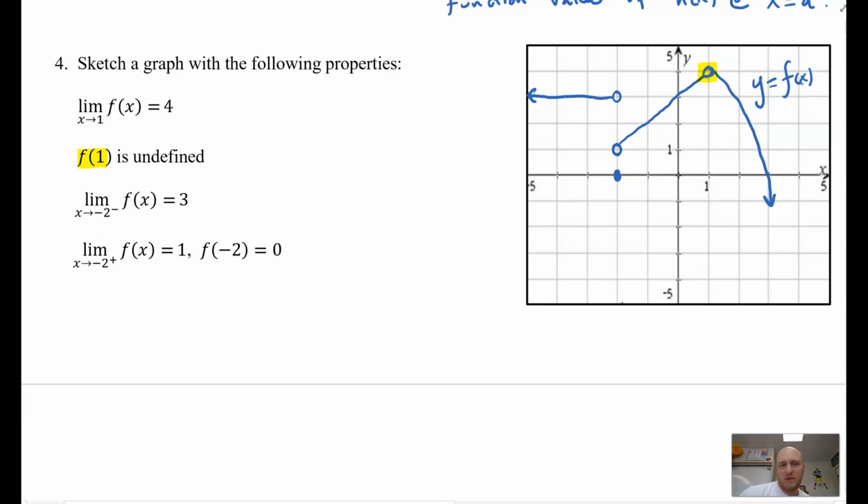And then the second one, the limit as x approaches -2 from the left is equal to 3. Okay, and the limit of f of x as x approaches -2 from the right is 1, but the function value is 0.